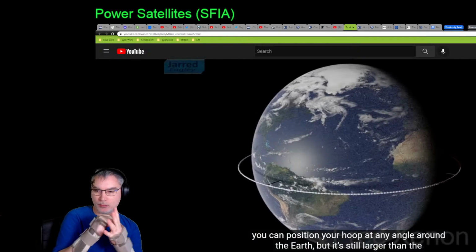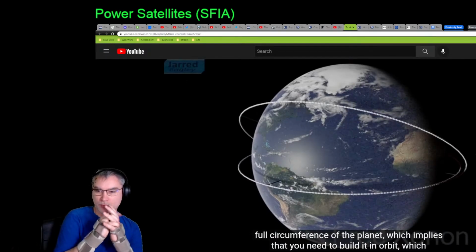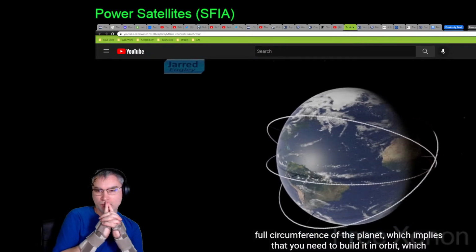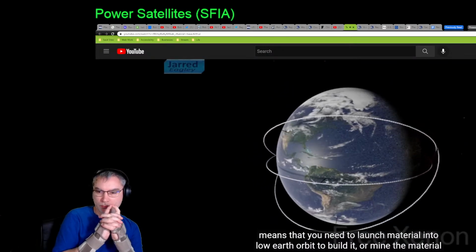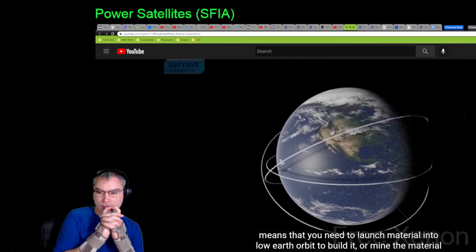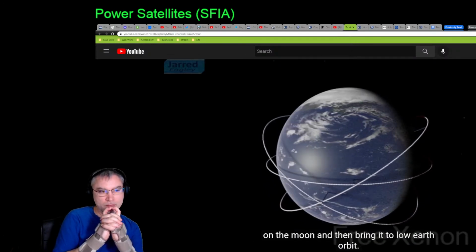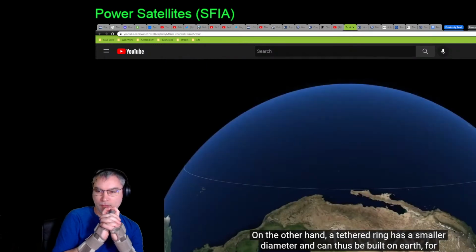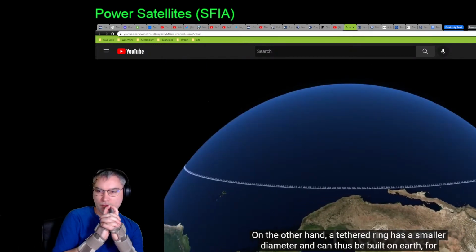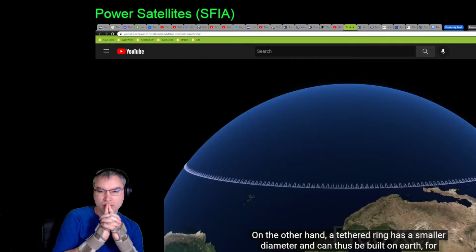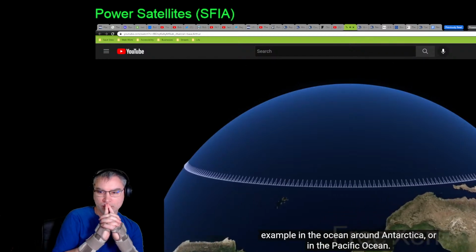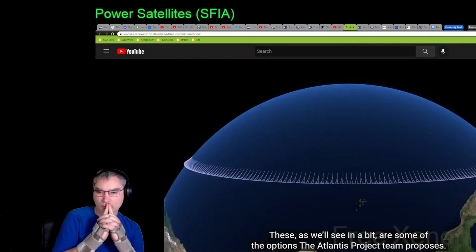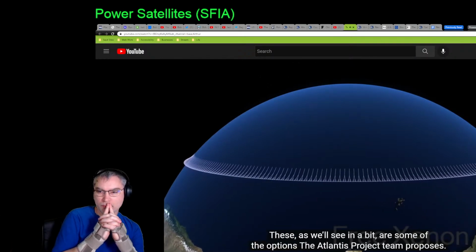angle around the Earth. But it's still larger than the full circumference of the planet, which implies that you need to build it in orbit, which means you need to launch material to low Earth orbit to build it, or mine the material from the moon and then bring it to low Earth orbit. On the other hand, a tethered ring has a smaller diameter and thus can be built on Earth, for example in the ocean around Antarctica or in the Pacific Ocean. These, as we'll see in a bit, are some of the options the Atlantis project team proposes.